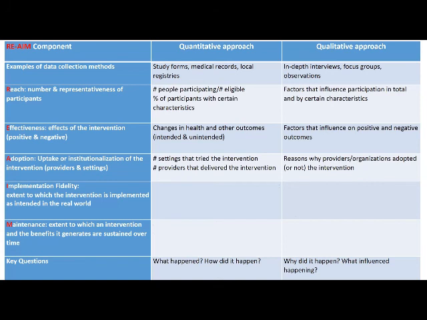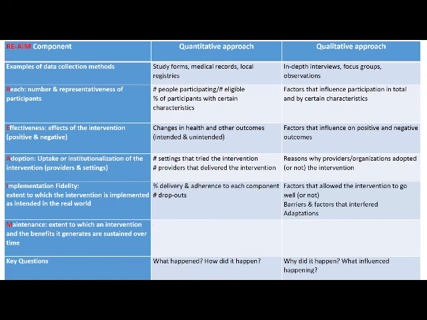As per adoption, we can calculate the number of settings that got involved in the intervention, the number of providers that delivered and accepted the intervention, and we can explore reasons why providers or organizations adopted or not the intervention. What about implementation fidelity? We can calculate the proportion of delivery and adherence to each component and subcomponent of our intervention. The number of dropouts, for example, are also measures connected with implementation fidelity. And we can explore factors that allowed the intervention to go well or not well. We can explore barriers and factors that interfered and different adaptations that took place.